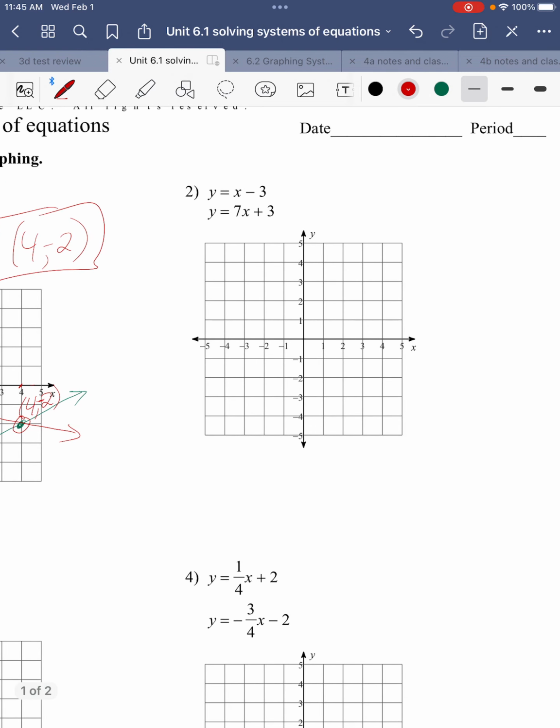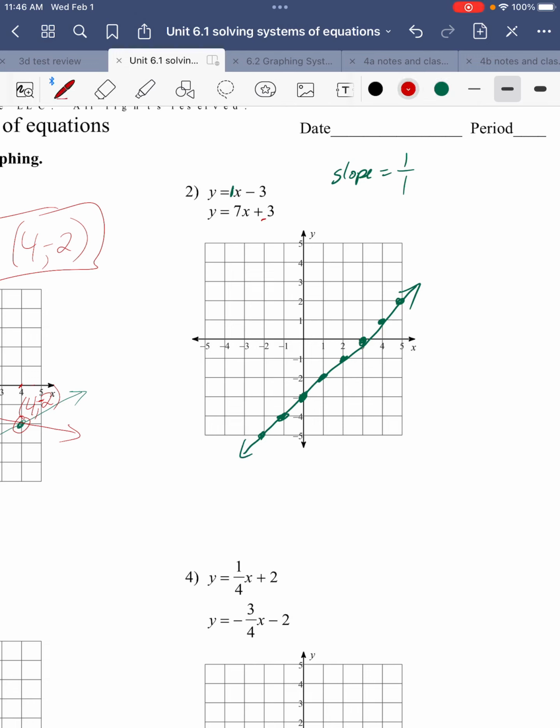Number 2. Graphing the top equation, we have a -3 as your y-intercept. And then we have a slope of 1. When we have that, we're going to put it over 1, so we're going to go up 1, right 1, up 1, right 1, and keep going. Or instead of up and right, we can go down and left. Here's our first graph that represents the equation y equals x minus 3.